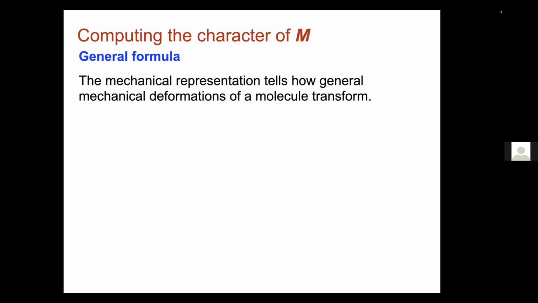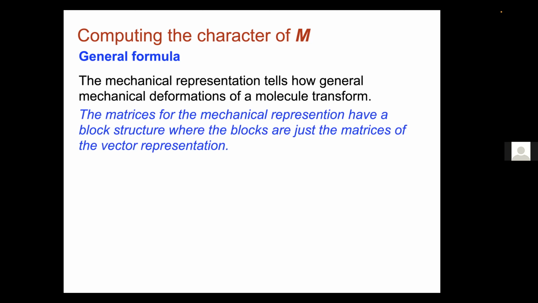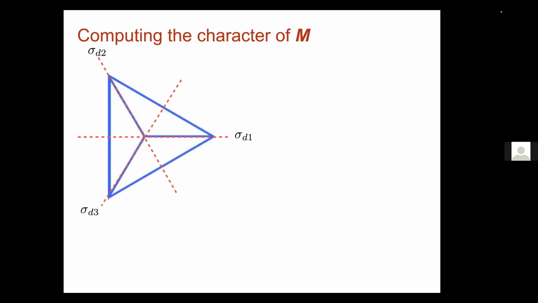So first, let's draw the molecule. Well, no, okay, before that, I forgot. The matrices for the mechanical representation have a block structure where the blocks are just the matrices of the vector representation. So let's see why. This represents the deuterated methane molecule. This will be the three vertices which are on the basis plane. This is the upper vertex, which is on top of everything. And in the middle is the carbon atom. And these are the three mirror planes.